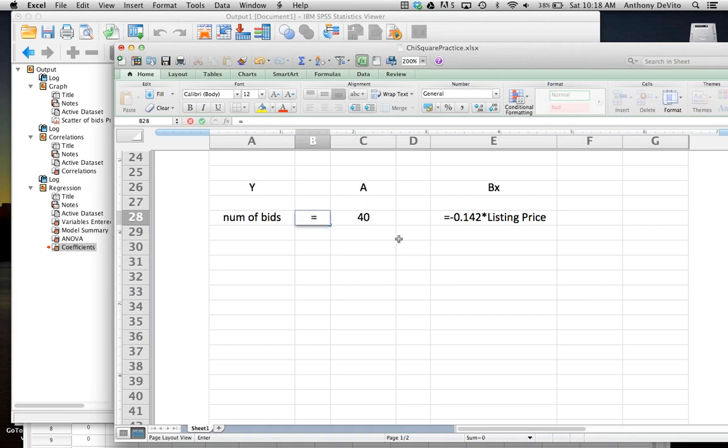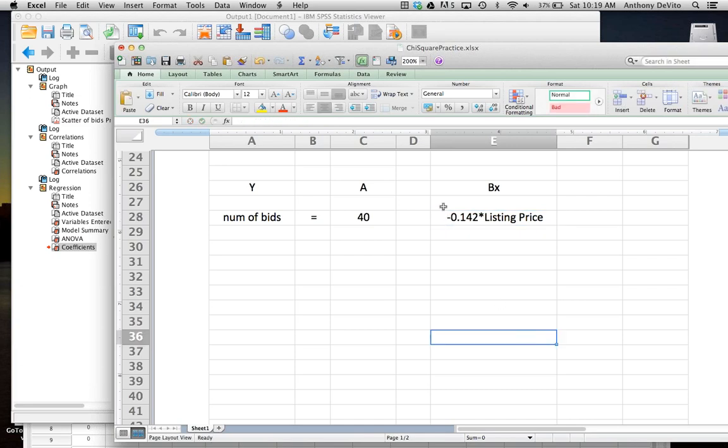Number of bids is equal to 40 plus, let me get rid of that equal sign there, put a space instead. 40 plus the slope times x. In this case, the slope is a negative number, so 40 minus 0.142 times the listing price. Everybody comfortable with that? See how I got that formula? Should I pull out the graphics pad and write it down? It's pretty clear, right? That's how we derived that formula.